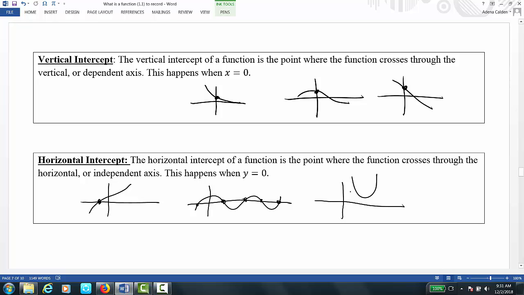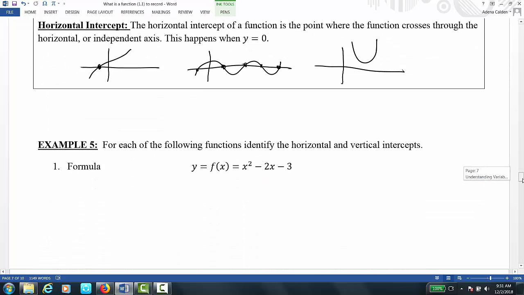But in order to solve for this, we're considering when y equals 0. Because when y equals 0, that's when we're on the axis. So if we have a function, we can set y equal to 0 to find these intercepts. So let's go ahead and practice this with some of our different types of functions.